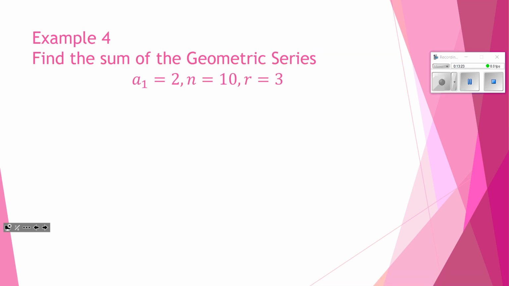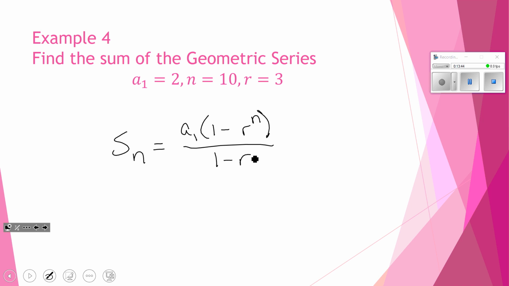All right, so let's look at example 4. We are going to find the sum. We're going to use the formula S sub n is equal to a sub 1 times the quantity 1 minus r to the n, all divided by 1 minus r. Okay? Let's plug in what we know. We know a sub 1 is 2. We know n is 10. We know r is 3.